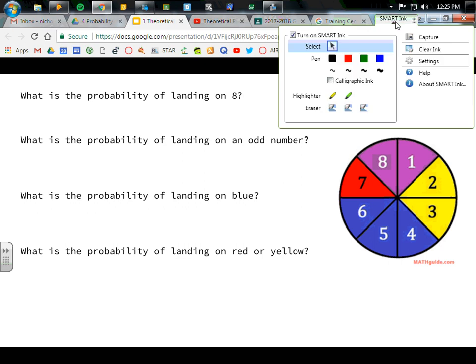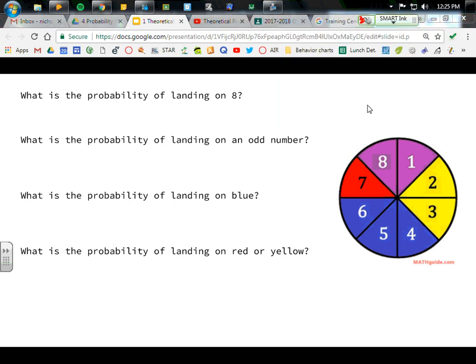Here we have a spinner. A spinner is a pretty popular tool when discussing probability. And we can see that this spinner has 8 different sections on it. There's 3 blue sections, 2 purple, 1 red, 2 yellow. And we have the numbers 1 through 8 on the spinner as well. So we're going to look at some probability involving the spinner. The first question here is, what's the probability of landing on an 8? Out of all the possible numbers you could land on, 8 only occurs 1 time. So that would be a 1 out of 8.